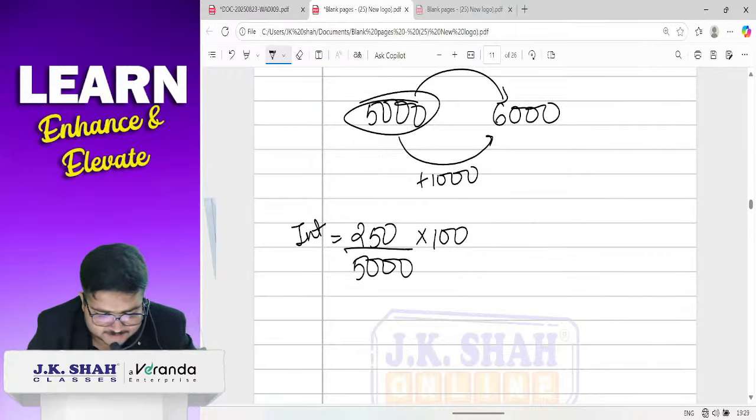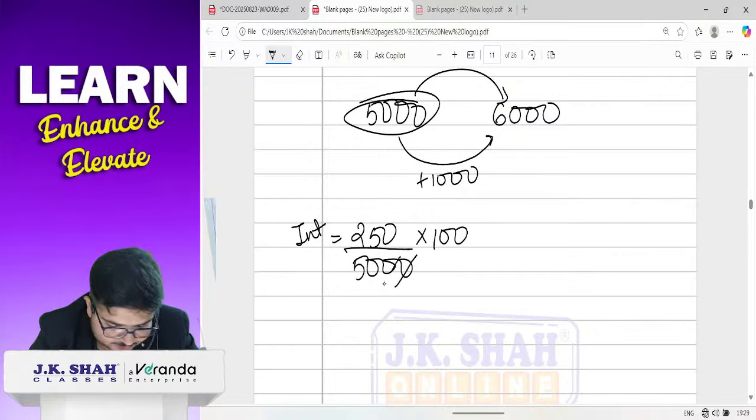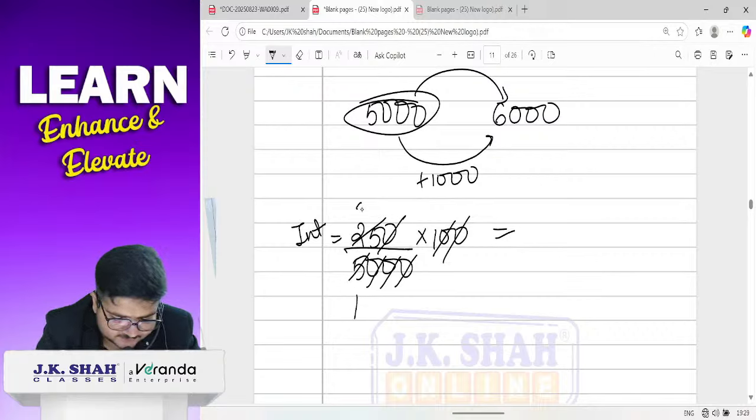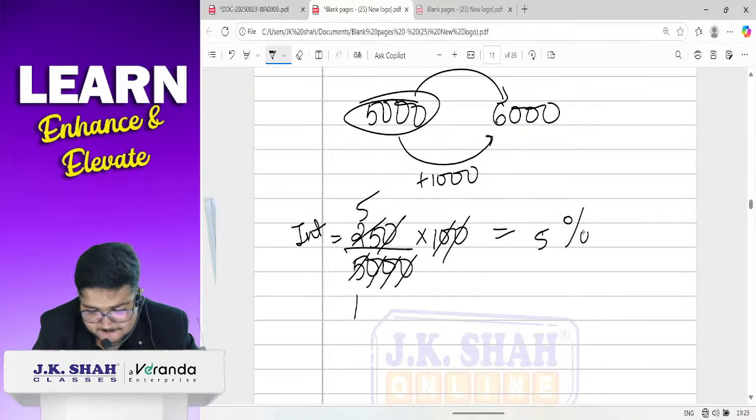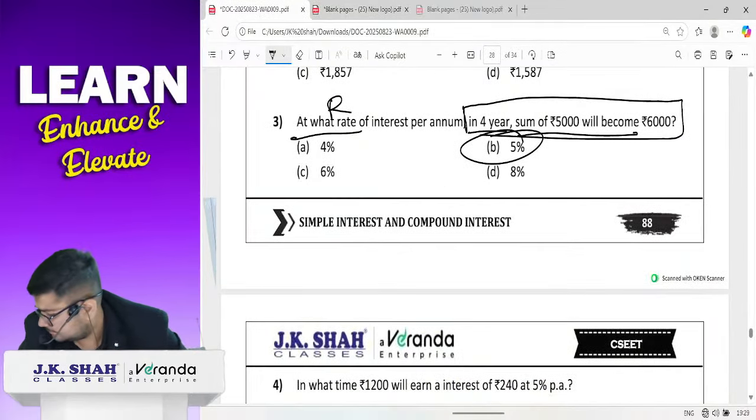And we are going to convert this into rate. So I will multiply this by 100. You know percentage, when we have to find percentage, we multiply by 100. The zeros get cancelled. 5 ones are 5, 5 5s are 25. Answer is 5%. 5% was the rate. Very good.